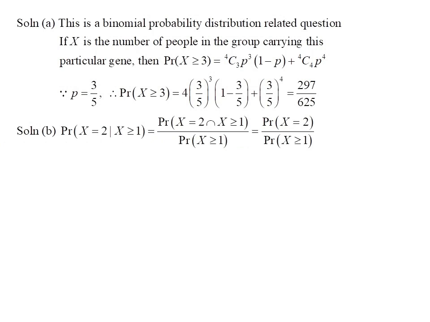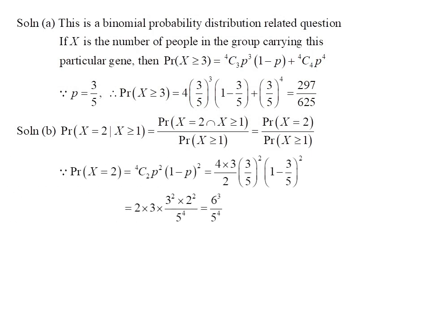As for part B of this question, the probability that exactly 2 people have the gene, given that at least one of those people has the gene, is written as Pr(X = 2 intersect X ≥ 1) over Pr(X ≥ 1), which equals Pr(X = 2) over Pr(X ≥ 1). Both Pr(X = 2) and Pr(X ≥ 1) are calculated accordingly, as they can be seen on the screen.